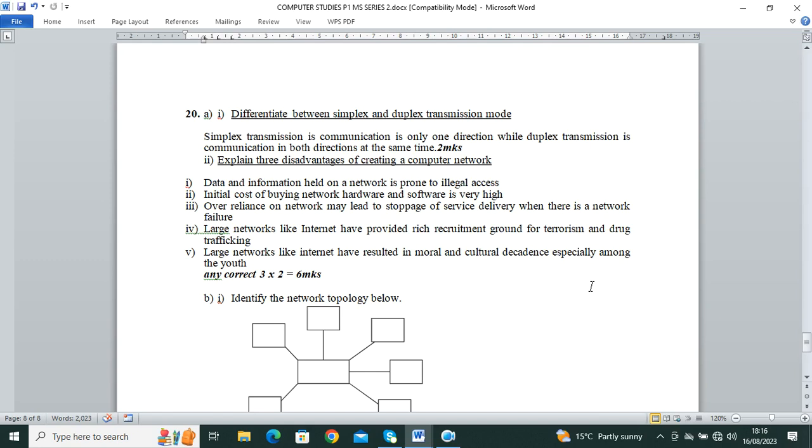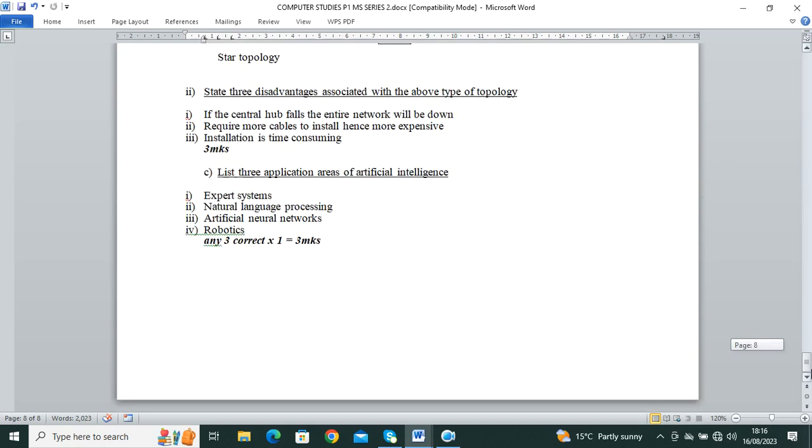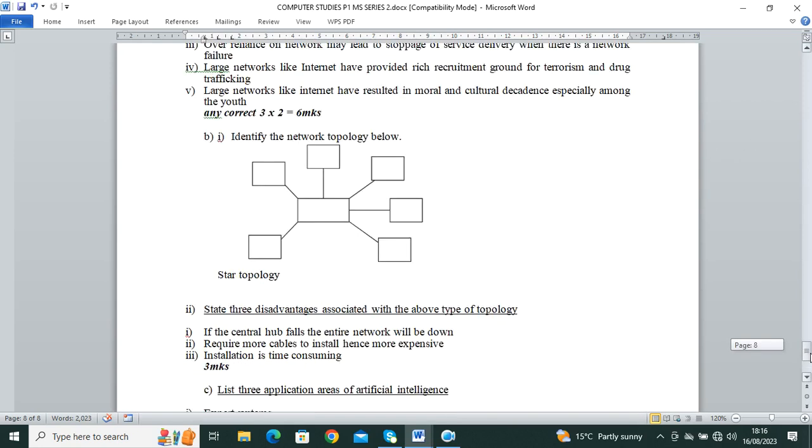You can also experience large networks like the internet experiencing large traffic. Large networks like the internet have resulted in moral and cultural decay. So you can have such disadvantages, just like have been stated in our form 4 book.